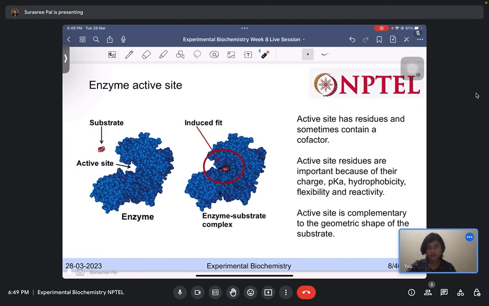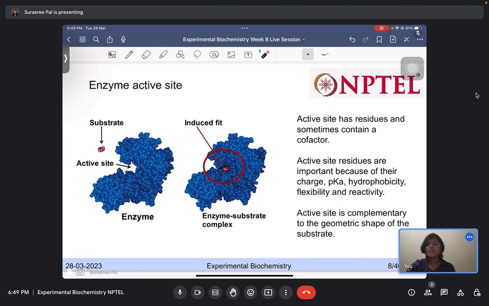Along with that, the amino acid residues which line the active site interact with the substrate in several ways. This can be charge based interaction, so electrostatic interaction. The active site residues are charged residues. Their pKa is also very important because of the buffer in which the enzyme will be functional and the substrate will remain stable. Then the hydrophobicity, the flexibility.